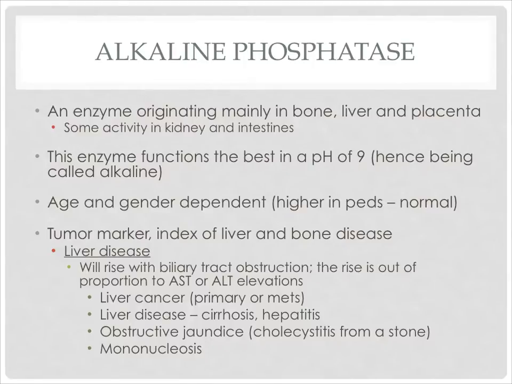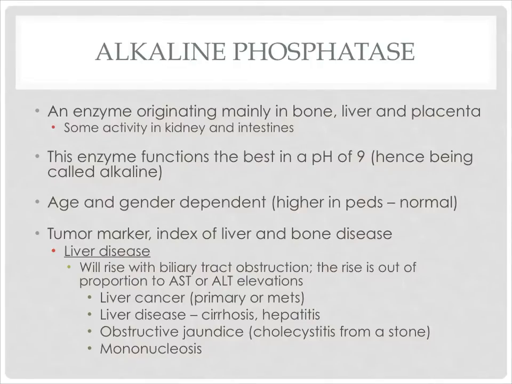Why? Because they have rapid bone turnover as they're growing. So as long as they're continuing to grow, they're going to have high levels of ALP. So keep that in mind when you're interpreting this study. This is considered to be a tumor marker and also a marker of liver and bone disease.